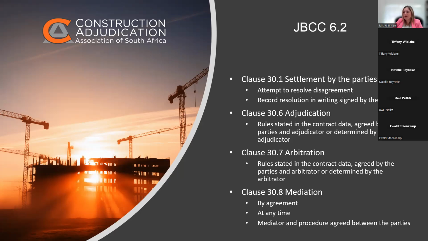And in the JBCC, much like the GCC, you have mediation on the side. So you're busy with your adjudication, your settlement negotiations, your arbitration, and along the side, at any time, clause 30.8 says, by agreement. Unfortunately, parties who are fighting with each other will have to agree. There's no automatic trigger, but they'll have to agree. They can take it to mediation at any time, and the mediation and the procedure will be agreed between the parties.